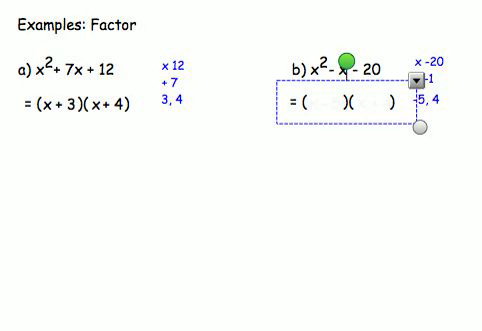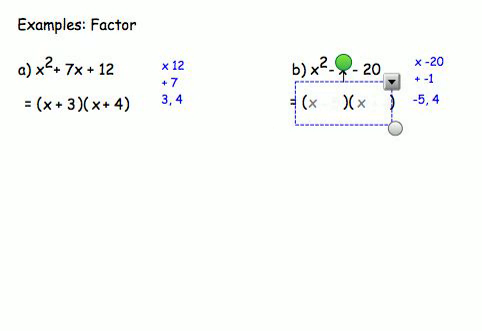So factoring the trinomial is going to give us two binomials, x in each, and our two numbers, negative 5 and positive 4. And that's factoring simple trinomials.